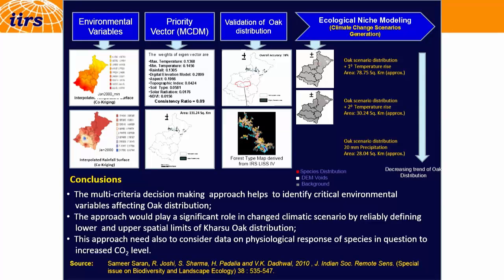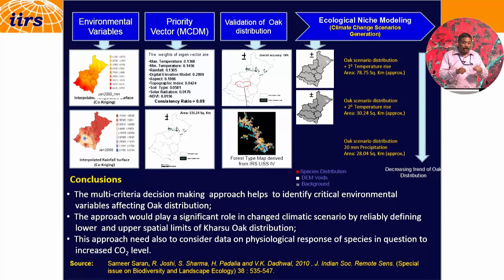So you can see that if there is a plus 1 degree temperature, there will be a 78.75 square kilometer distribution, but if there is plus 2 degrees temperature, 30.24 square kilometers, and if there is a 20 millimeter decrease in rainfall, the entire population of that oak species may go down. So you can see that that type of scenario one can develop.